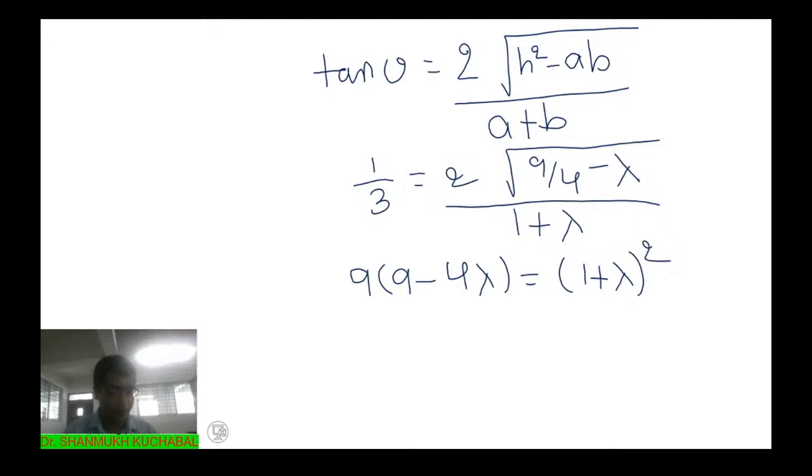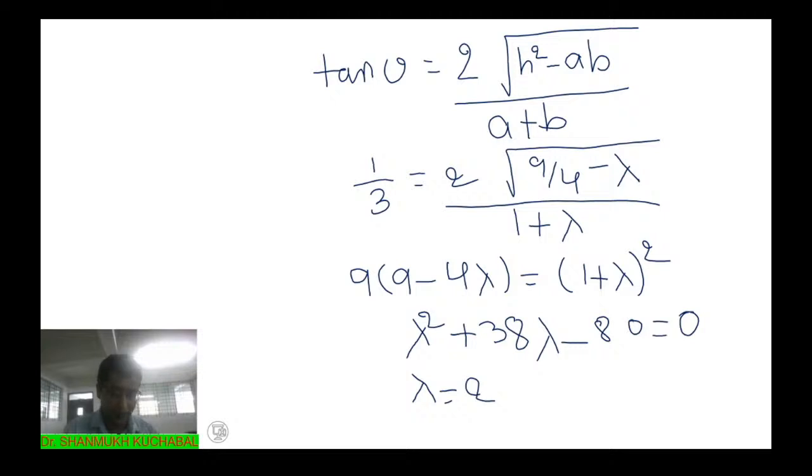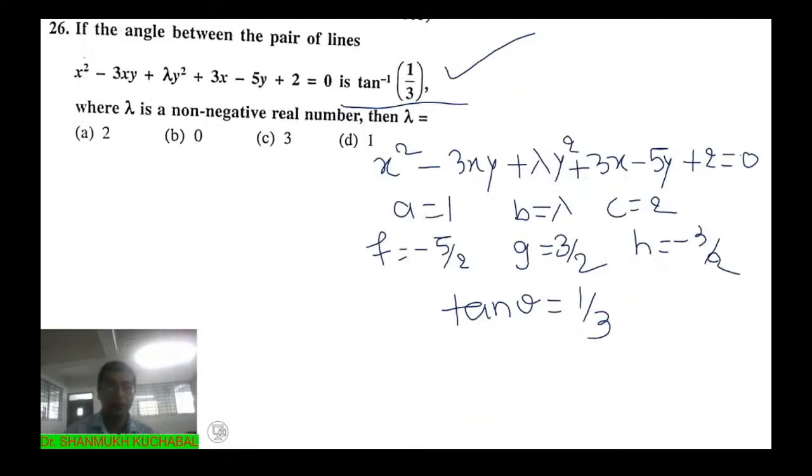Now expanding the RHS and simplifying, we get lambda square plus 38 lambda minus 80 equal to 0. Therefore, the solutions for lambda are 2 and minus 40. So minus 40 is a negative number, we have to avoid it. Therefore, the right option is A. Right option is A. It is 2.